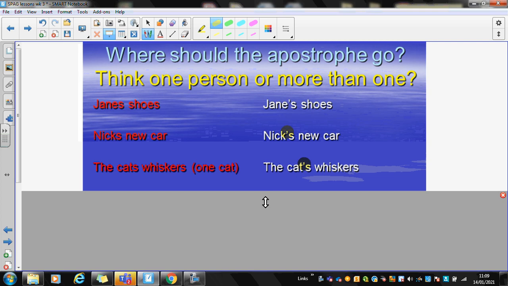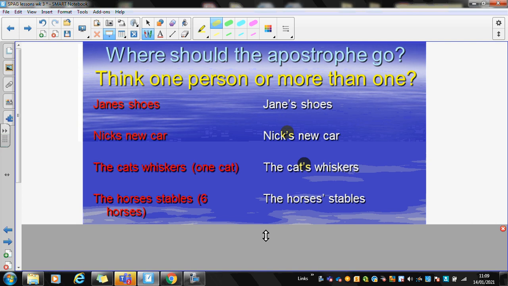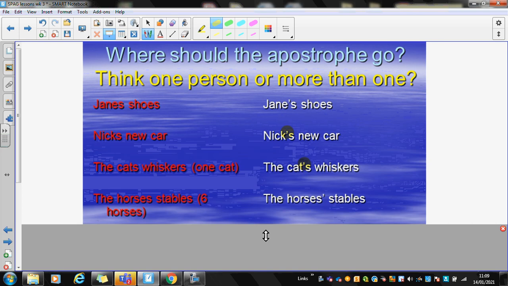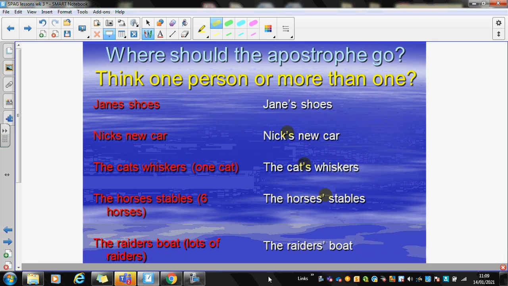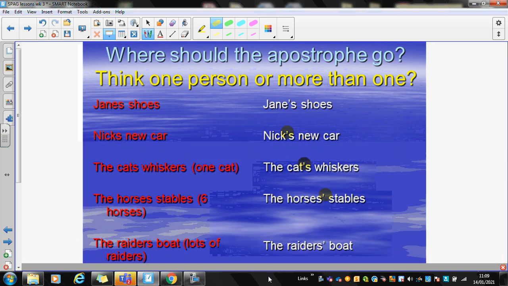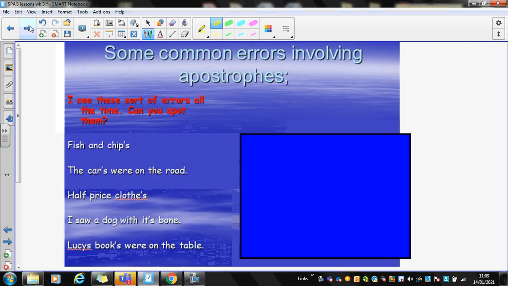Now this is where it's going to get trickier, because we've got 6 horses here. So the stables belong to all 6 horses. We would say the stables belong to the horses, so the apostrophe goes after horses, not horse. And similarly, we've got lots of raiders. The boat belongs to the raiders, so the apostrophe goes after raiders. If we put it before the S, then we're saying the boat only belongs to one of the raiders, and that's not correct. So be very careful when there is a plural.